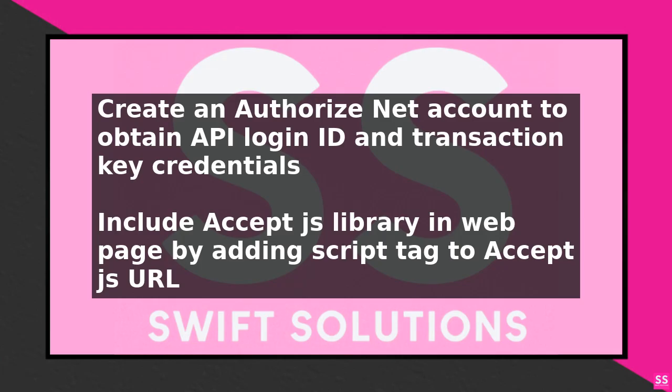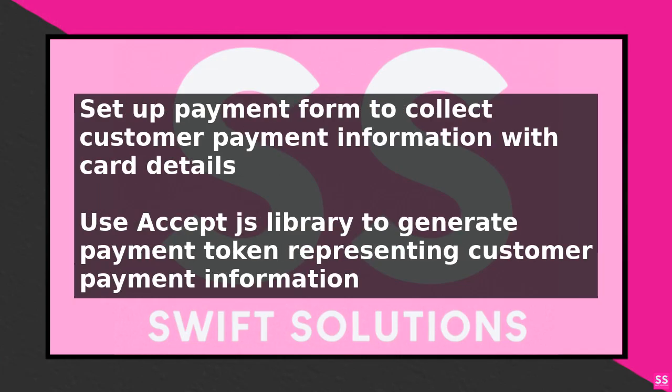First, you need to create an Authorize.Net account and obtain an API login ID and transaction key. These credentials will be used to authenticate your requests to the Authorize.Net gateway. Next, include the Accept.js library in your web page by adding a script tag that points to the Accept.js URL.